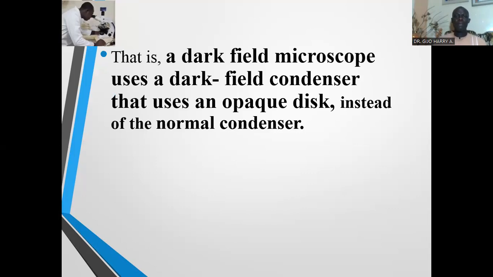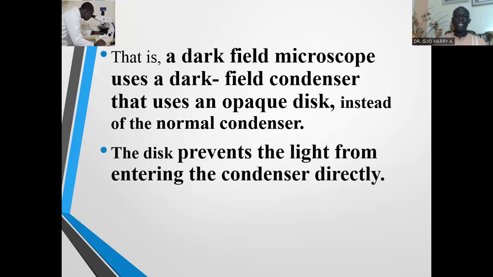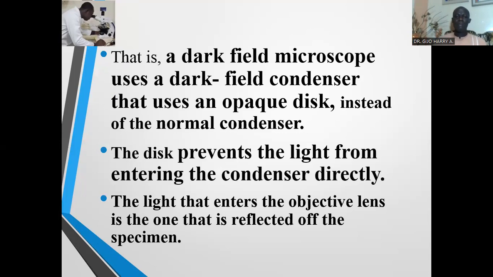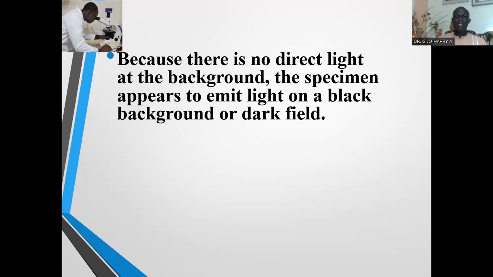That is, a dark field microscope uses a dark field condenser that uses an opaque disc instead of the normal condenser. The disc prevents light from entering the condenser directly. The light that enters the objective lens is the one that's reflected off the specimen. Because there is no direct light at the background, the specimen appears to emit light on a black background or dark field.